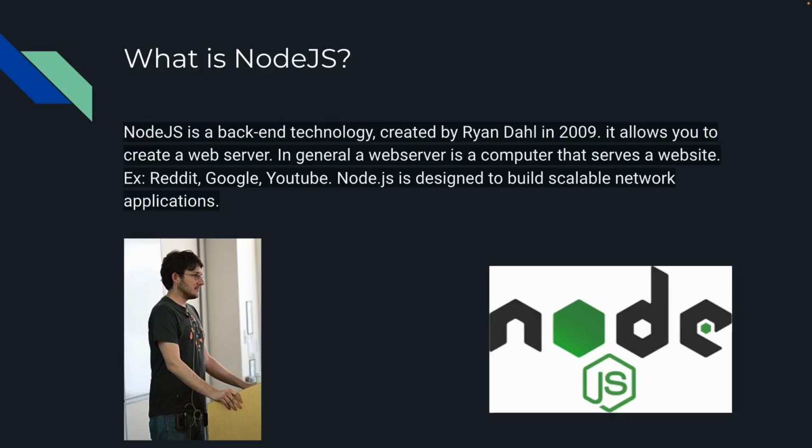Alright, so what is Node.js? Node.js is a backend technology created by this gentleman right here named Ryan Dahl in 2009. It allows you to create a web server. A web server allows you to serve a website, for example, Google, Reddit, YouTube, that type of stuff, and connects you to the whole general internet, and allows you to make requests if you have those permissions or not. We'll talk about all that later, but in general, a web server allows you to serve a website. And fortunately, the way that Node.js was built and designed, it allows for scalable network applications.